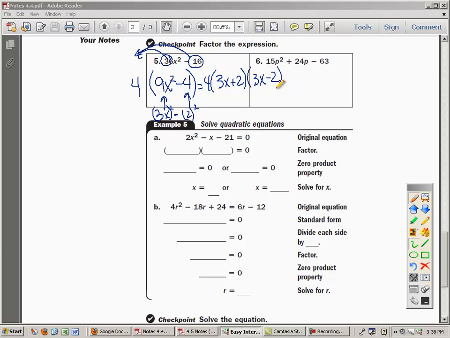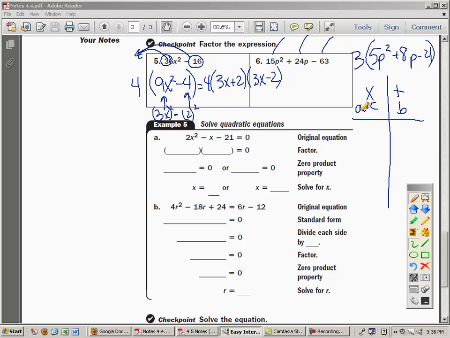Well, in the second example, since all of these numbers are divisible by 3, I'm first going to factor out a 3. When I bring a 3 out, that leaves me 5p squared plus 8p and then minus 21. So now I need two numbers that multiply to make whatever a times c is, that add to make whatever b is. In this case, a times c, again, forget about the 3. The 3 is outside of the parentheses. It is 5 times negative 21, which becomes negative 105.